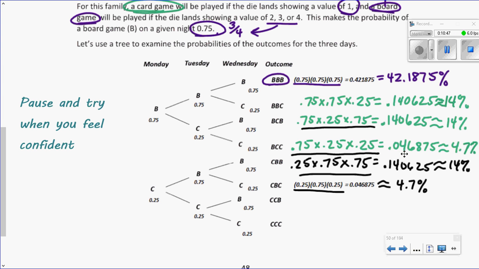All right, for CCB, we've got 0.25 times 0.25 times 0.75. Again, there's another one that looks just like the one above it, so it's going to be 0.046875, or a little less than 5%.